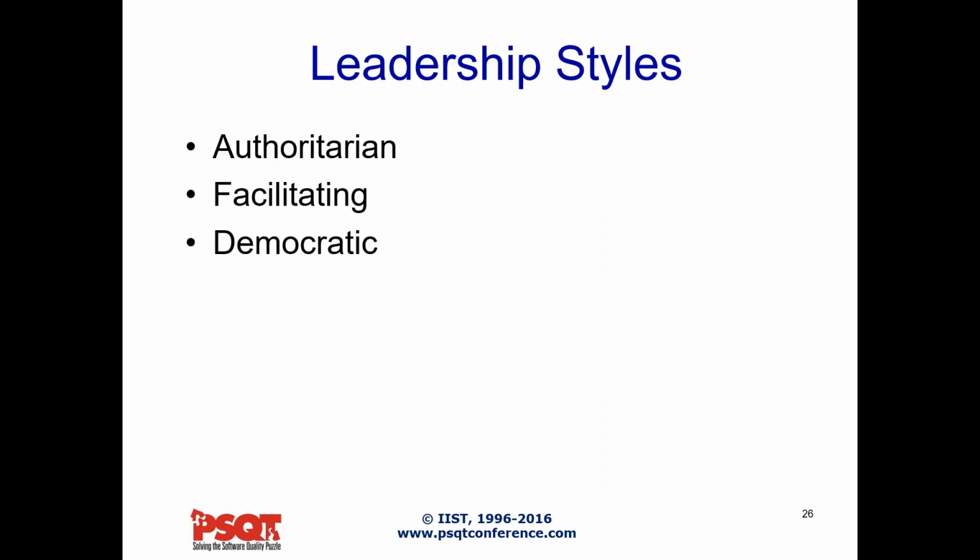Democratic leader sounds great, but that's going to get you in trouble. Now, laissez-faire leader, that's somebody who says, whatever you want to do, go ahead and do it. A democratic leader where everybody votes, that doesn't work. So you really want to be a facilitating leader, but you have to know the others to recognize if you're slipping into any of the other three styles. And if you are, bring yourself back to a facilitating leader.